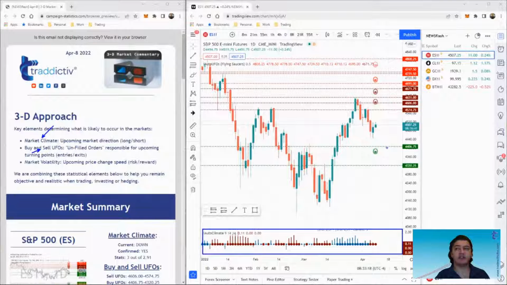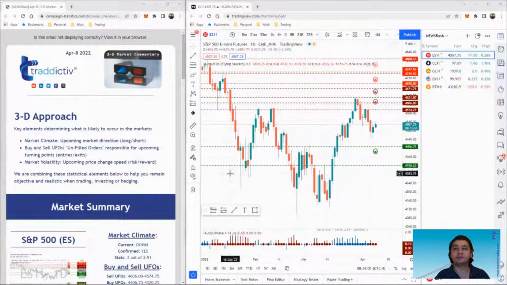Buy and sell UFOs, the short or long opportunities, the unfilled orders that are responsible as turning points for our instrument that we have loaded. And then of course the market volatility, the upcoming price change speed, whether or not we should be adjusting our risk and reward ratio. So we combine these, as I said, to get an edge on the markets.